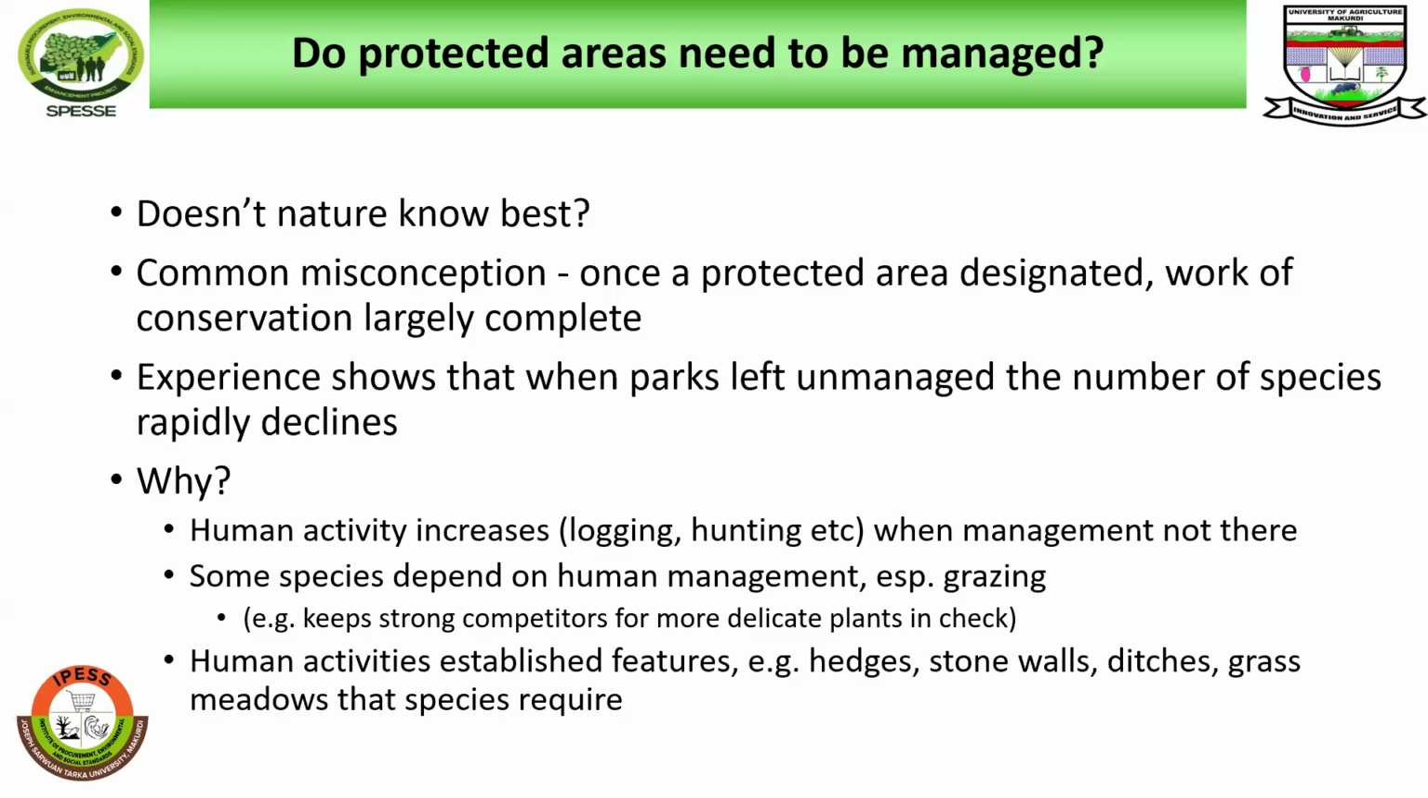But the reality has shown that when these parks or these areas are left unmanaged, a number of species rapidly decline. And the reason is that, of course, when you don't manage a place, human activity increases. If I just establish a cattle ranch or one park somewhere, and I'm not there, the people would walk in and do what they want to do. They would hunt, they would log, and so it's important that management and monitoring comes in. So species also depend on human management, especially grazing.